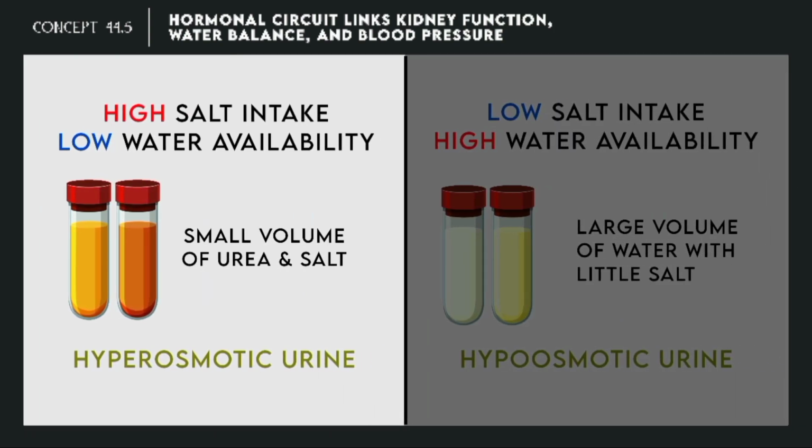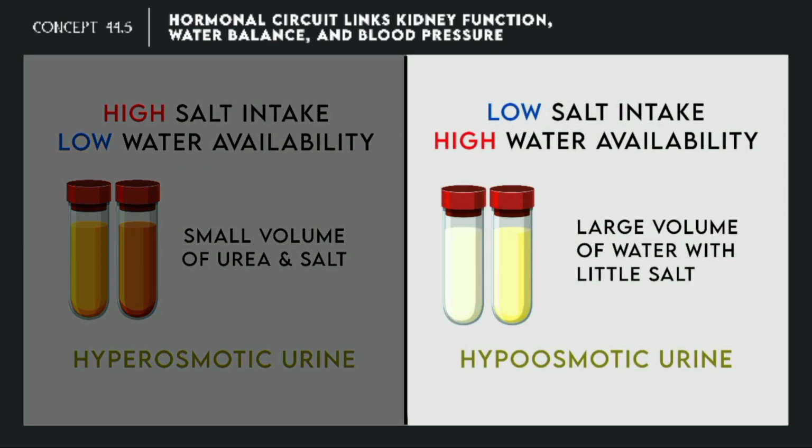Now, for example, if a mammal has a very high salt intake and low water availability in its body, it can excrete urea and salt in a small volume of hyperosmotic urine with minimal water loss. In the opposite situation, if a mammal has a very low salt intake and high water availability in its body, the kidney can instead get rid of the excess water with little salt loss by producing a large volume of hypoosmotic urine.